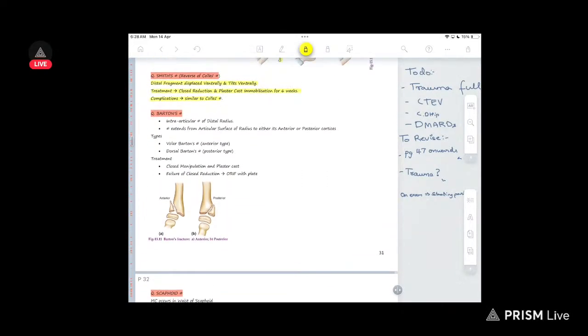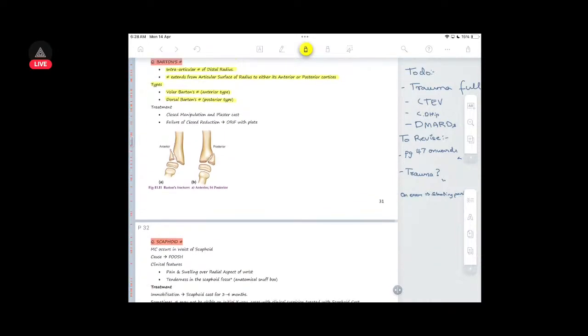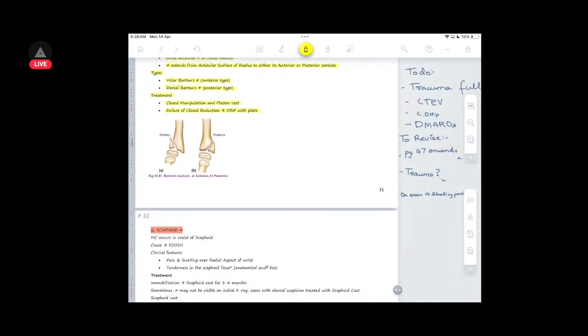Then you have Barton's fracture, which is an intra-articular fracture of the distal radius. The fracture extends from the articular surface of the radius to either its anterior or posterior cortices. So types: you have volar Barton's fracture, which is the anterior type, and dorsal Barton's fracture, which is the posterior type. So treatment, you do closed manipulation and plaster cast. Failure of closed reduction, you do open reduction with plates.